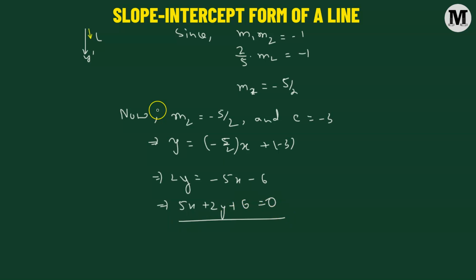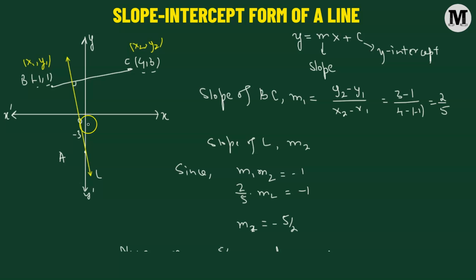And this is going to be the required equation of the line, which has a y-intercept of -3 and is perpendicular to the line formed by joining the points B and C.